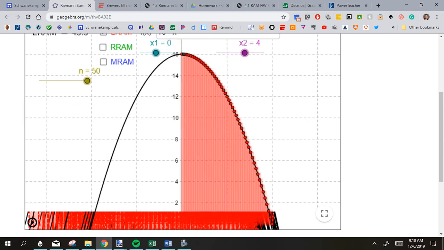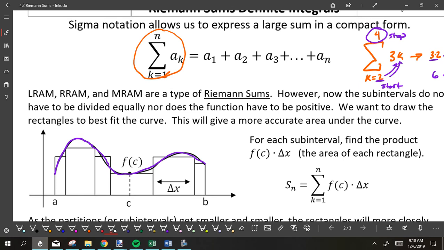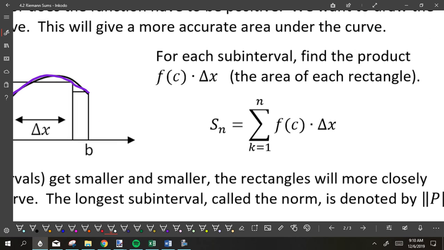The smaller those rectangles are, the better it's going to be. Everybody kind of agree with me on that? And so that's eventually what we're trying to do. All right, and so we are finding the sum of the rectangles, S sub n. That's what we're trying to do here. Find the sum of the rectangles.